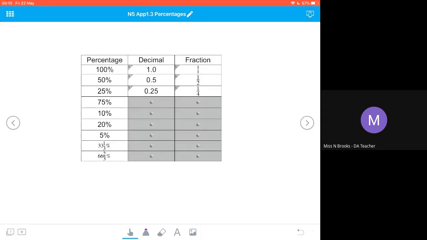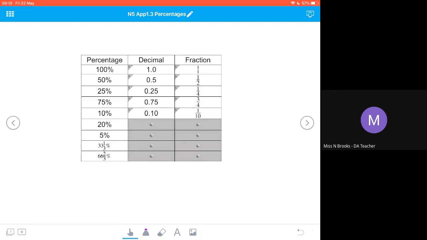75% is 3 quarters, and our decimal is 0.75. Now 10% is one of the most important ones to remember, because we can create most of our percentages from 10% and 1%. 10% as a fraction is 1/10, and as a decimal it's 0.1 or 0.10. And we can always find 10% by dividing by 10.